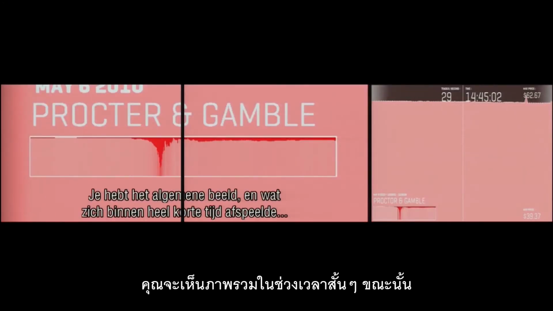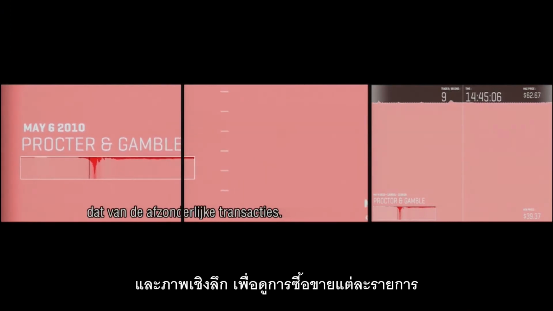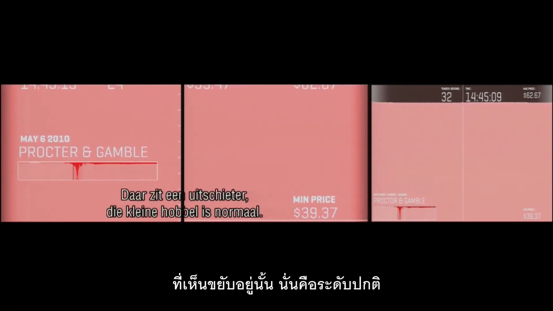So you've got the general picture, the big picture, although it's still over a very short time scale, and then you've got the detailed picture of the individual trades. See, there's a little bump there.